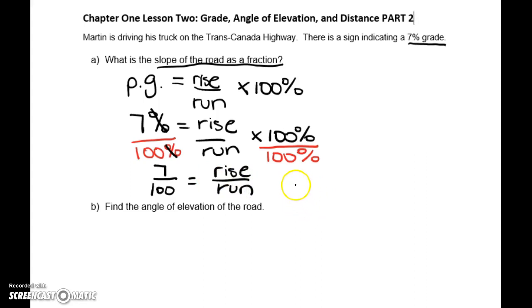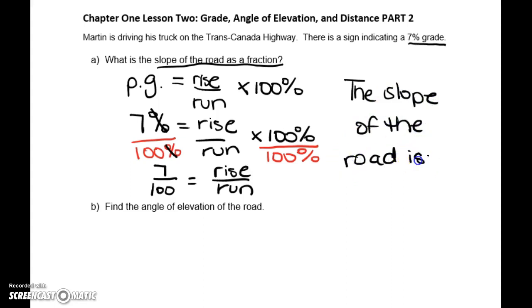As I was saying, your rise over run is your slope. So you actually just found the slope of the road, and here it's left in fraction form. To finish part A, we do need to write a sentence for the word problem. A sentence that would work is: the slope of the road is 7 over 100. And then we're all done for part A.